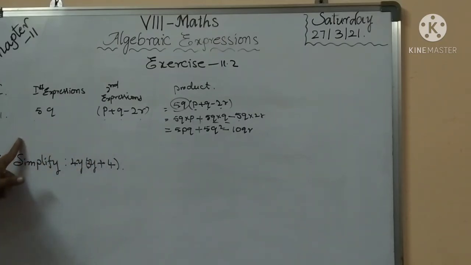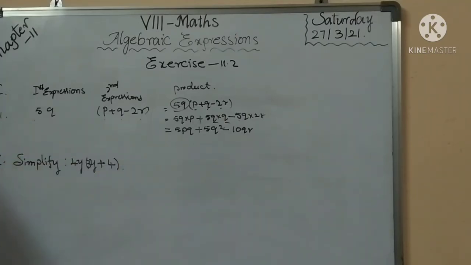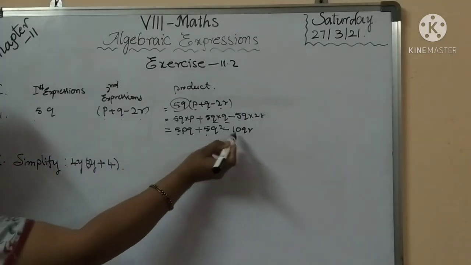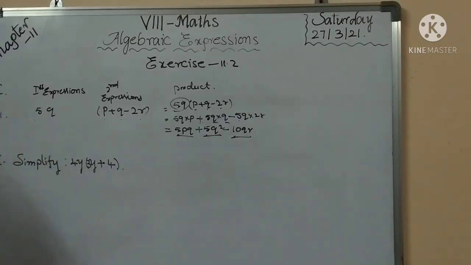What we observe in the first problem is that the product of the monomial and trinomial will get a trinomial. How many terms? 1, 2, 3 terms. So the product of the monomial and trinomial will get a trinomial. Understood? Okay, remaining problems are homework.